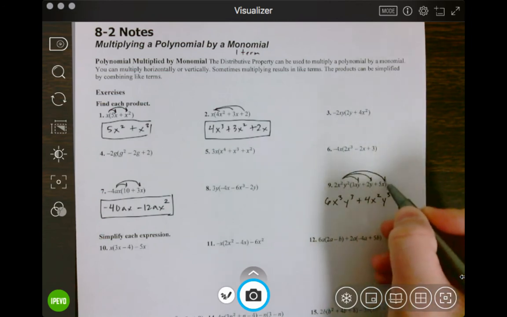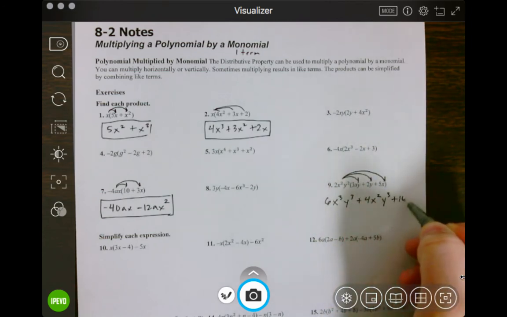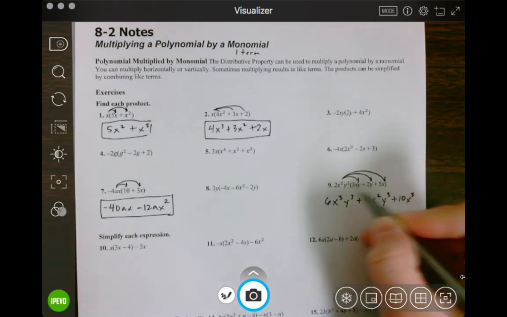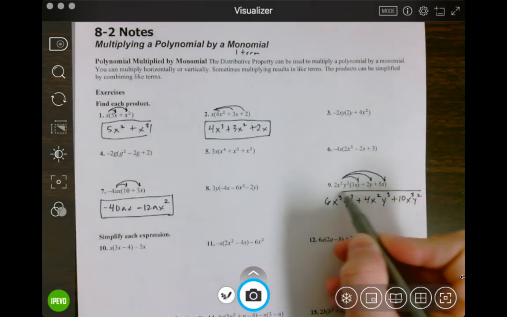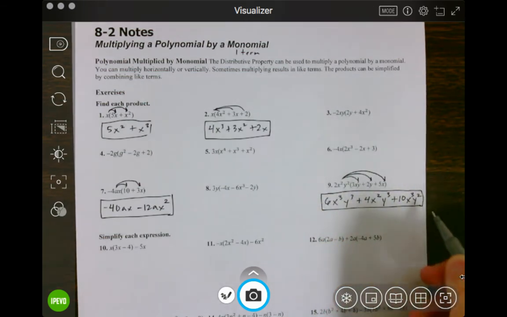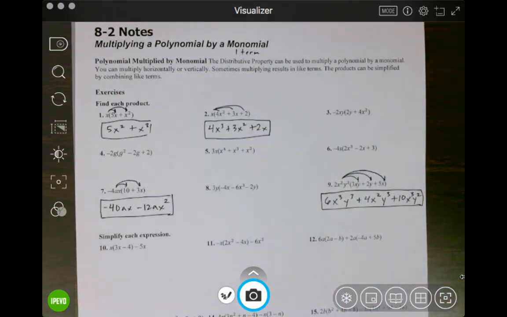And then my last one, we have 2 times 5, give me 10. X squared times x gives me x cubed. And then we have y squared. And that's all we got there. Okay, we've done all this before.